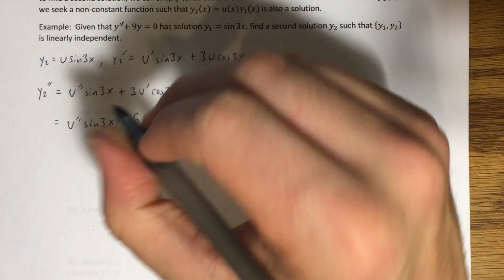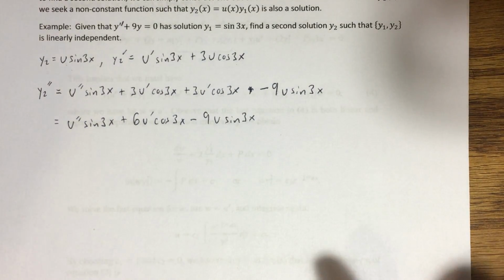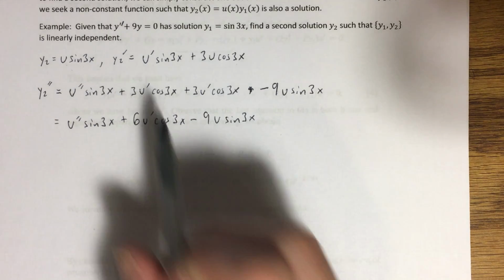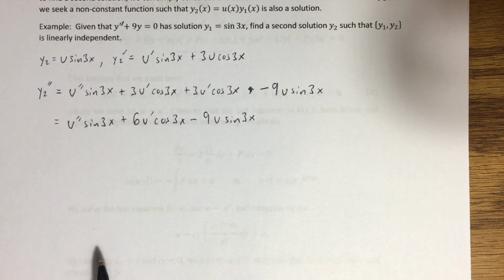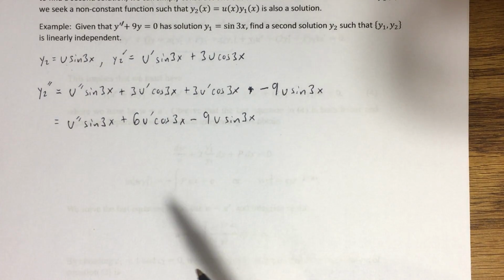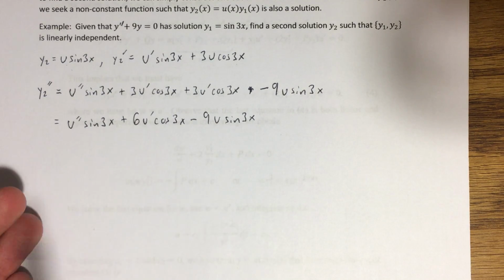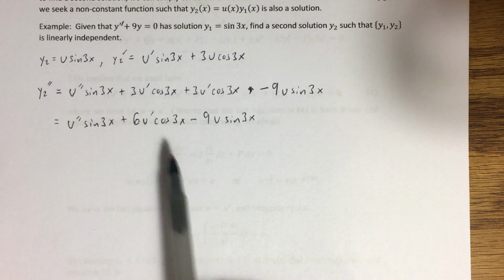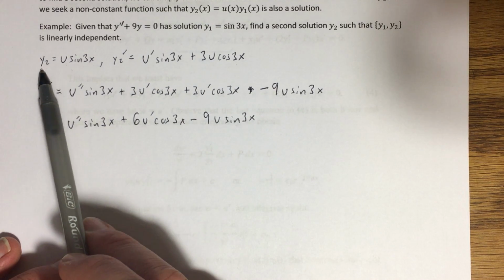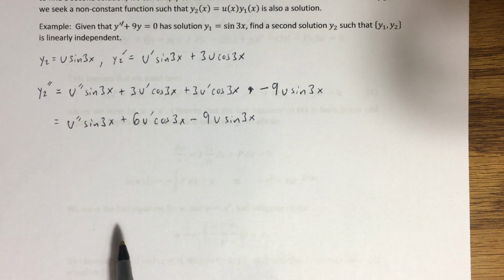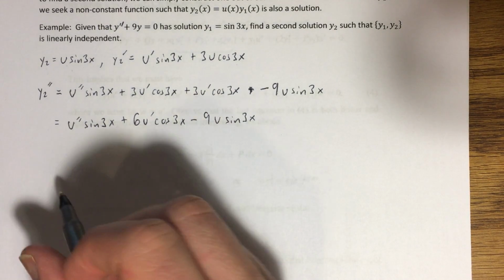I get u double prime sine of 3x plus 6u prime cosine of 3x minus 9u sine of 3x. Okay. Now, again, all I've done is I found the second derivative of the thing that we want to be a solution to our DE up here. In order for it to be a solution, I need to be able to plug this in here and get 0. So I'm going to plug my y2 in for y and my y2 double prime in for y double prime here, and then see what happens.